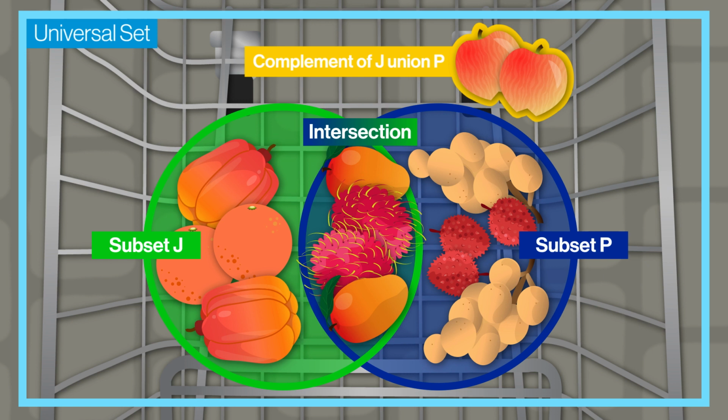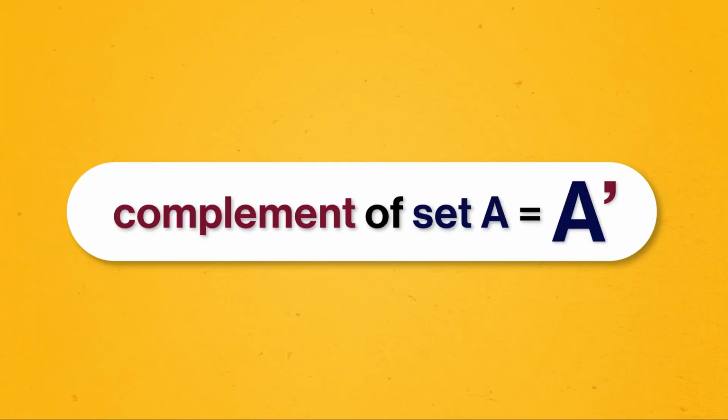Specifically, the apple belongs to the complement of J union P, because apples aren't typically extensively cultivated in Jamaica or the Philippines. Finding the complement of a set is another set operation, and complements are often written using an accent mark to show their relationship with the set we're focused on. So if a set is called A and we want to label the complement of A, we can write it as A with an apostrophe and read it as A complement.